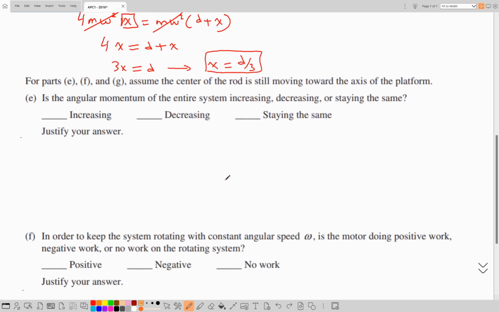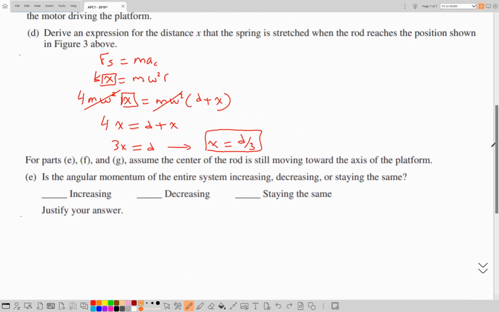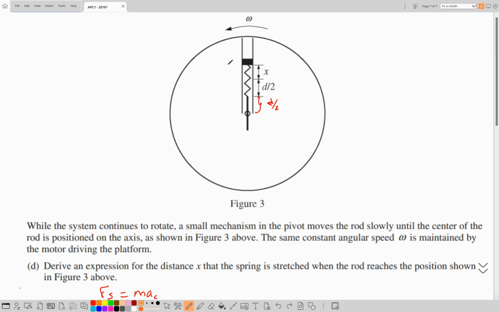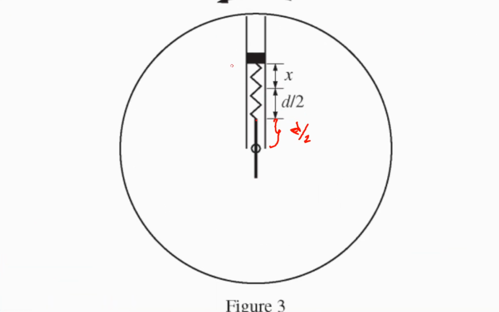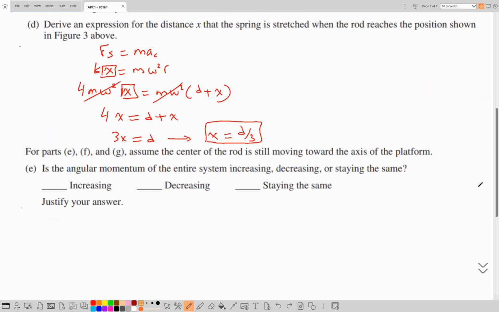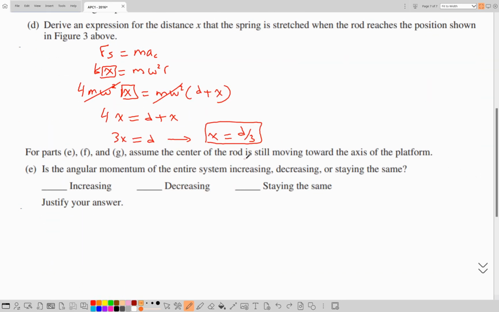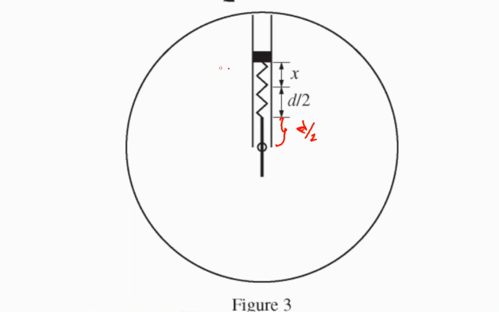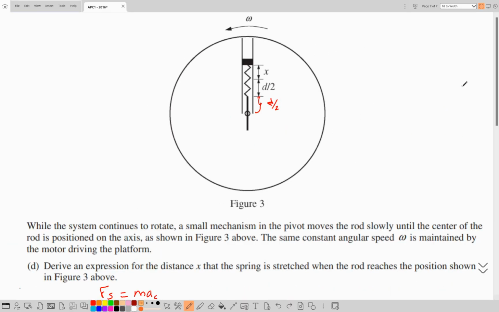Now for parts E, F, and G, assume the center of the rod is still moving toward the axis of the platform. So here what's happening is that the center of the rod is still moving toward the axis of the platform. So basically this is just moving down, okay?